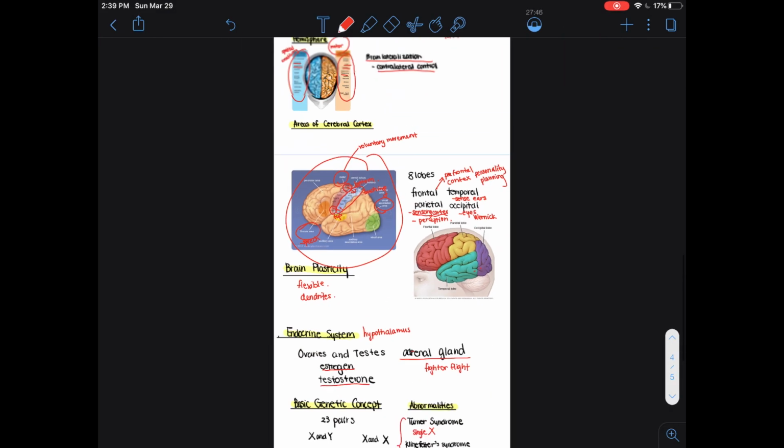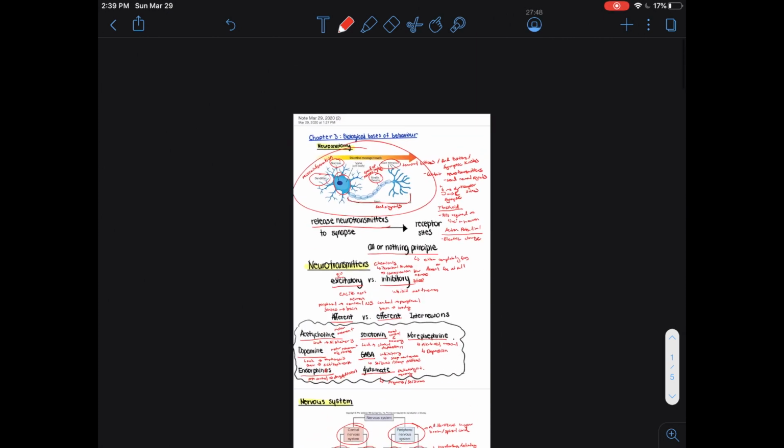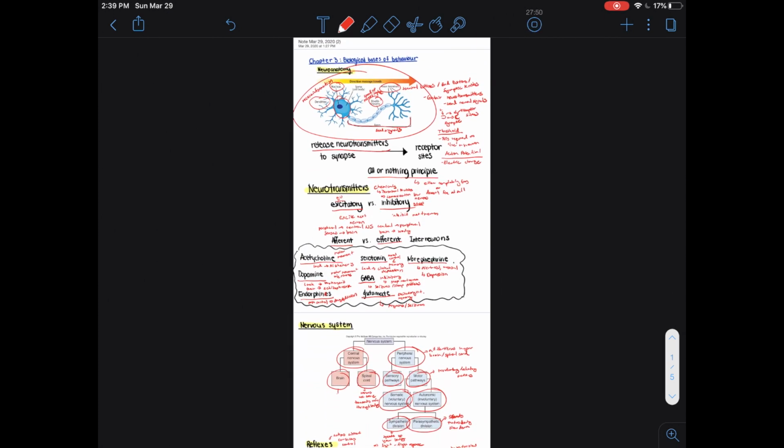So this is everything that you need to know for biology. This is a big unit. Make sure you study it, and good luck in May.